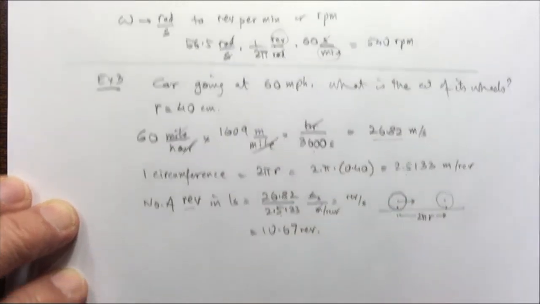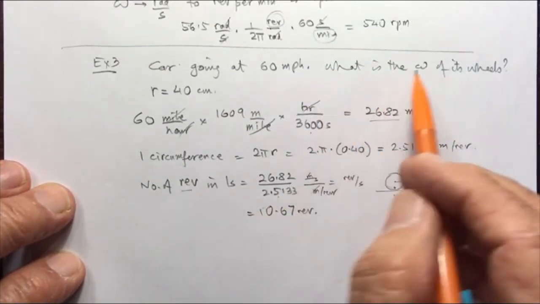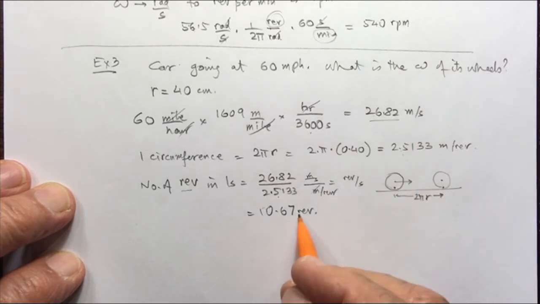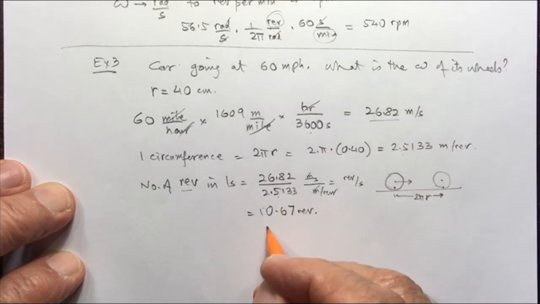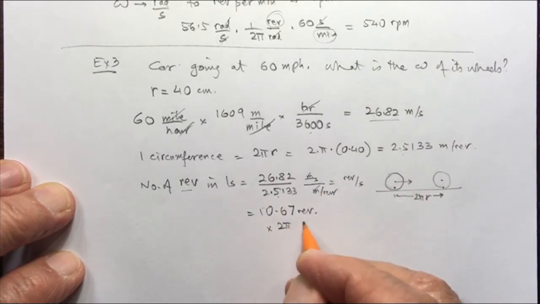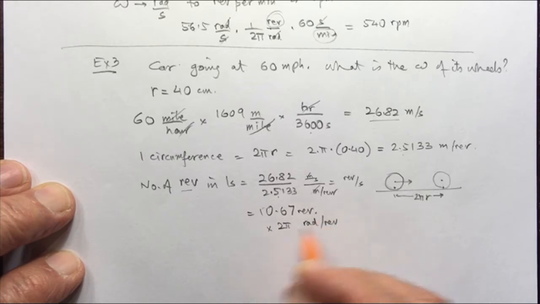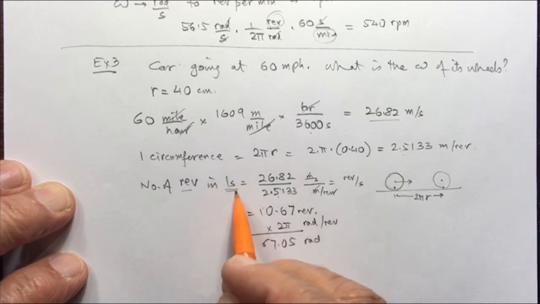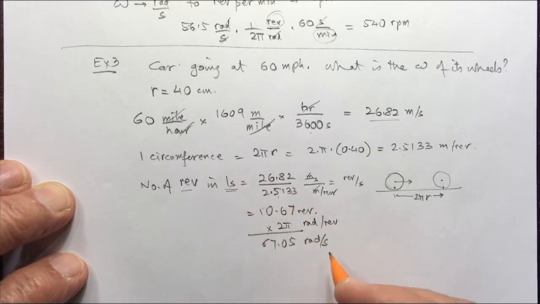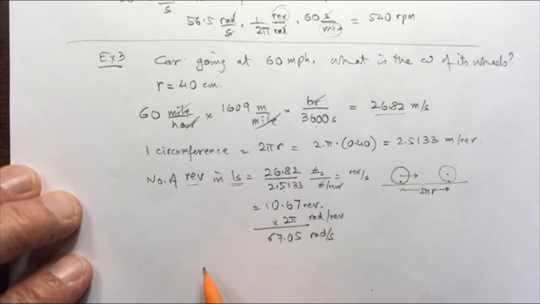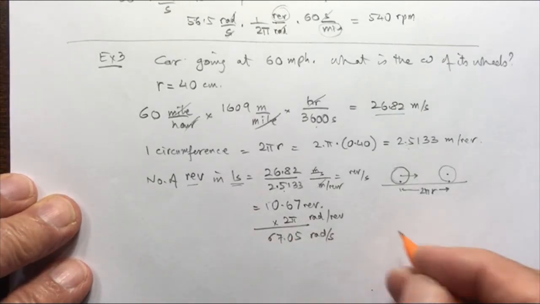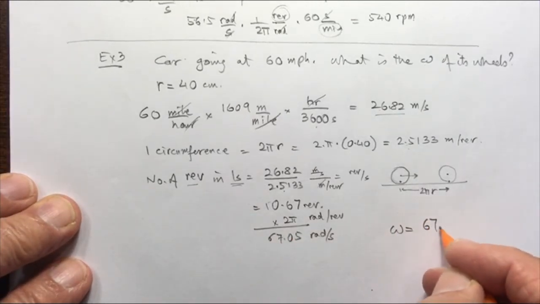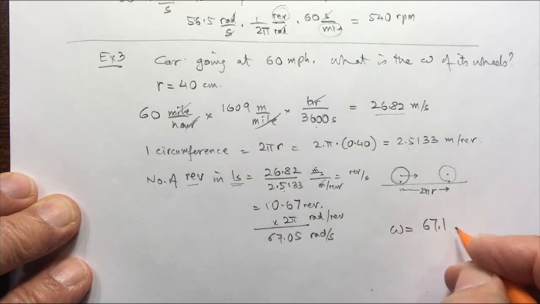revolutions. Now, because we want omega, and omega is radians per second, we have to convert this into radians. So we multiply with 2 pi, and we get 67.05 radians. And since all of it is per second, that's also per second. And so that's our answer, that omega is 67.05, so 67.1 radians per second.